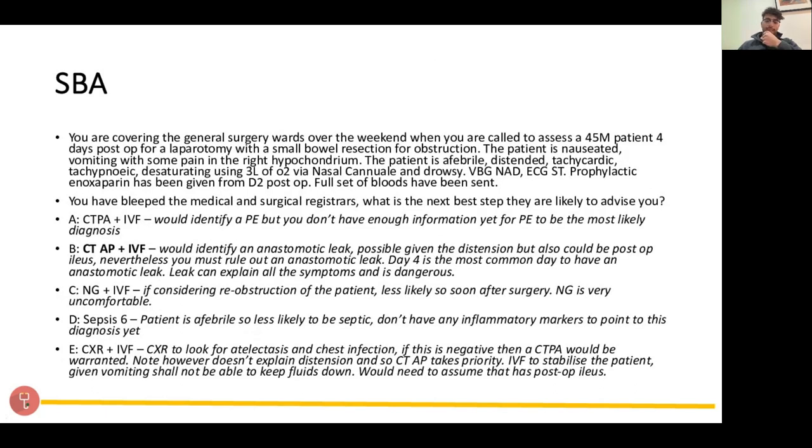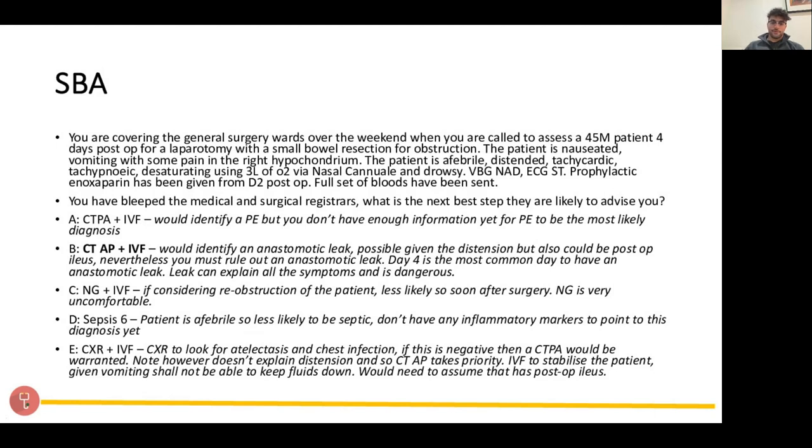So the answer here is a CT abdomen pelvis plus IV fluids. I've added IV fluids to most of these, and IV fluids would be included in the sepsis 6. Obviously if the patient is nauseated or vomiting, they can't keep any fluids down, so they're going to need intravenous fluids in general.